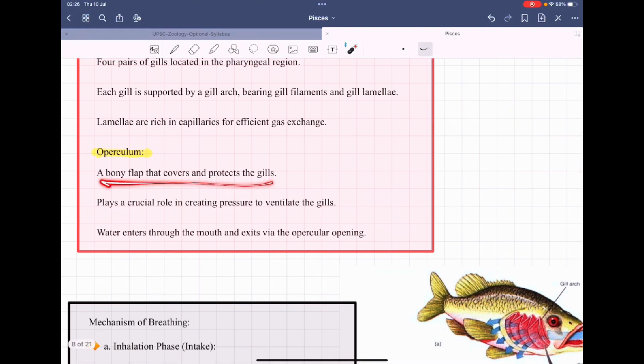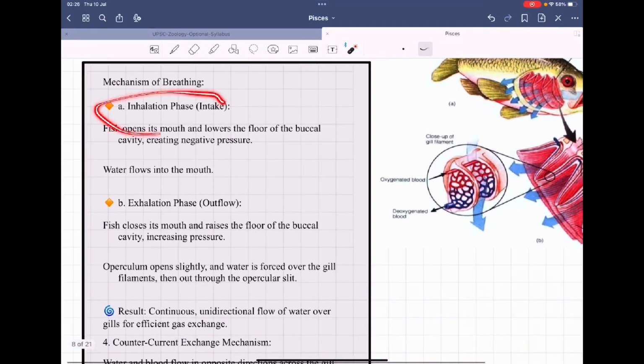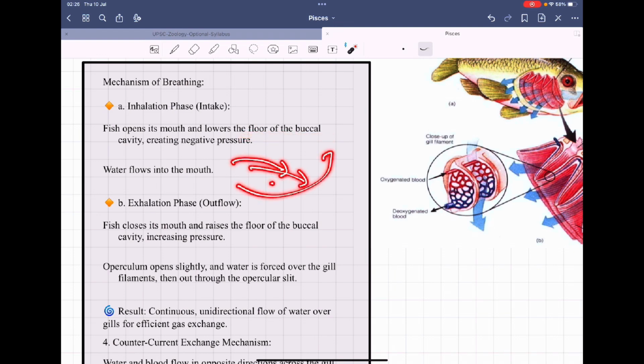There is an operculum, as I told you, and the mechanism is, firstly, intake on inhalation through the mouth. The fish will open the mouth and lower the floor of the buccal cavity. It will create a negative pressure, and due to the negative pressure the water will flow into the mouth. During exhalation, the pressure in the buccal cavity will increase and the buccal cavity will push the water outside.